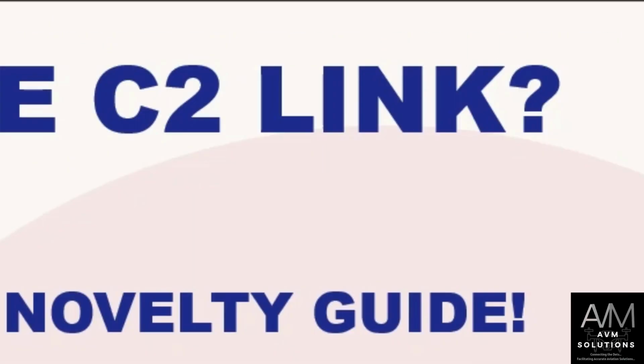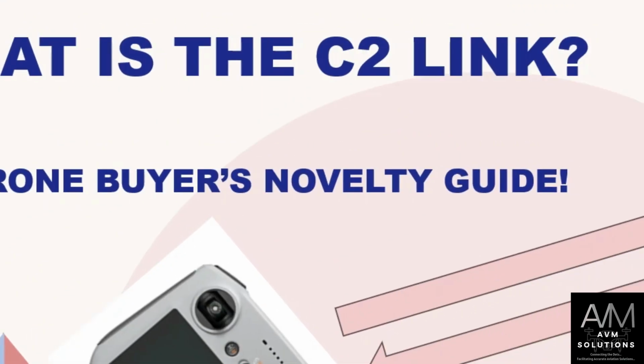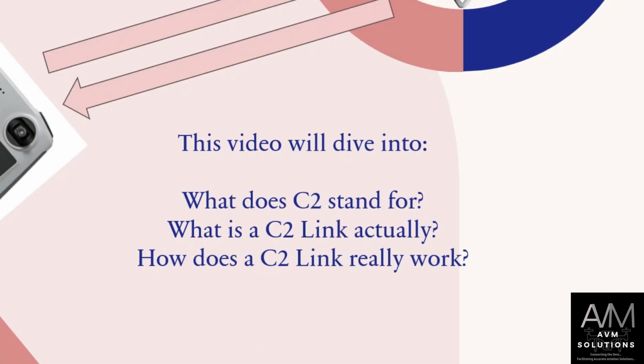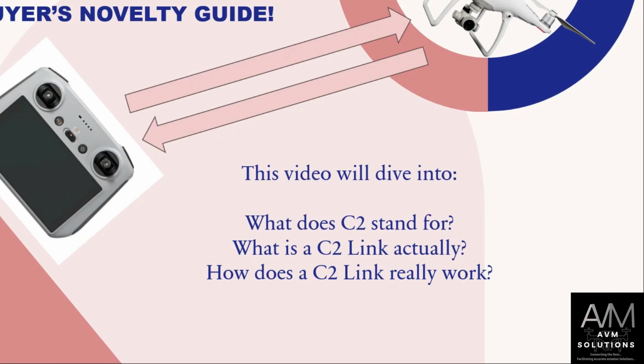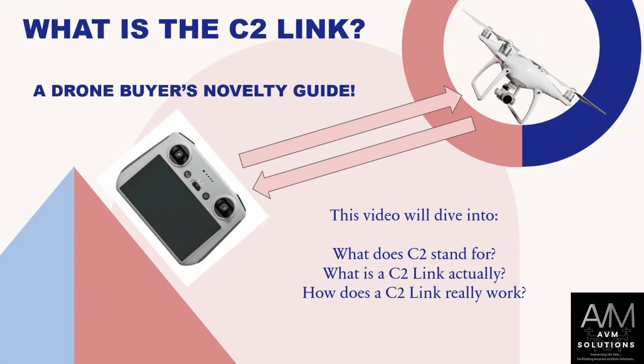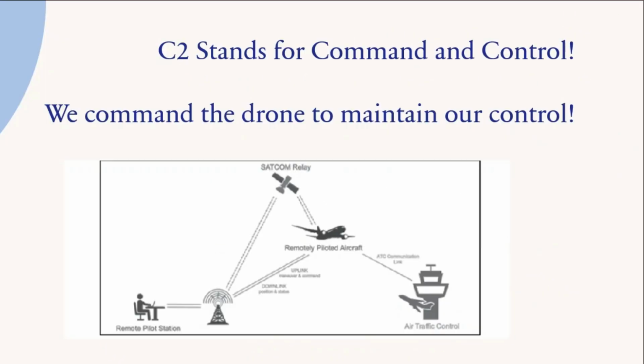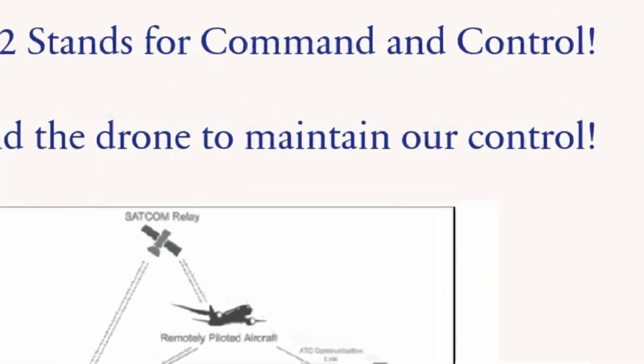What is the C2 link? This is a drone buyer's novelty guide to understanding the C2 link. This video will dive into what does C2 stand for, what is a C2 link actually, and how does a C2 link really work. C2 stands for command and control. We command the drone to maintain our control.